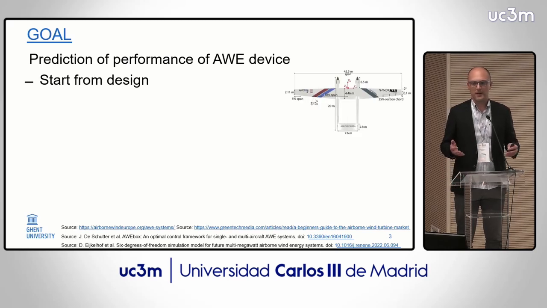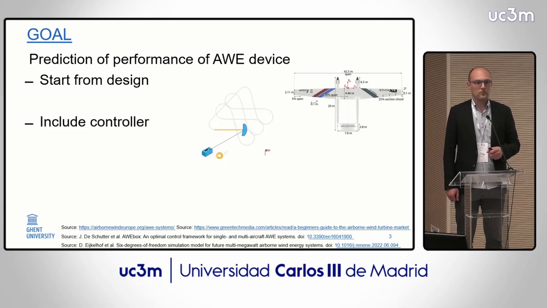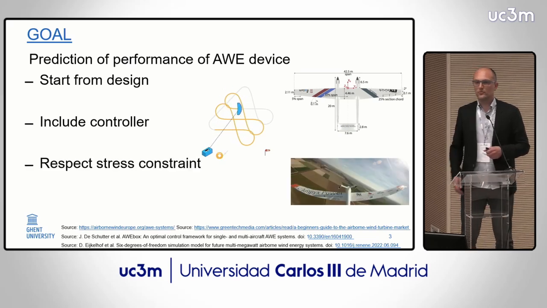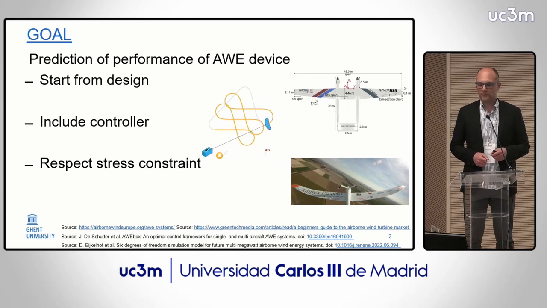So we just get a plan form of a device where we get the profiles and the chord lengths and how they vary over the span of the device. We want to include the controller as well, because it's so important in airborne wind energy. It's not just straight level flight, but all kinds of flight patterns. We want to respect stress constraints because you can put as much force on the device as you want, but at some point you're going to break the wing, and so you should avoid that you overstress the wings.